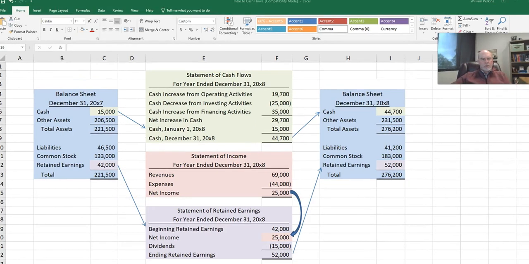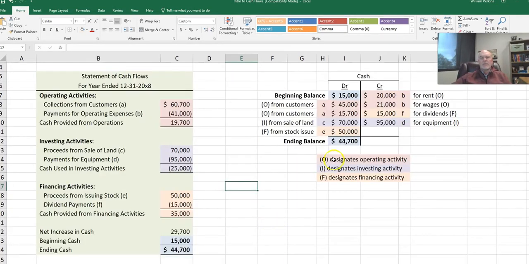Okay, so let me give you a little better example of that. Here I have a cash account, and we've got a beginning balance of $15,000. During the year, we've got some debits to cash that represent the collections that we've had. And we've also got some credits to cash, which represent the payments. What we're going to do is grab all those different debits and credits, pluses and minuses to cash, classify them, and put them together in a statement of cash flows.